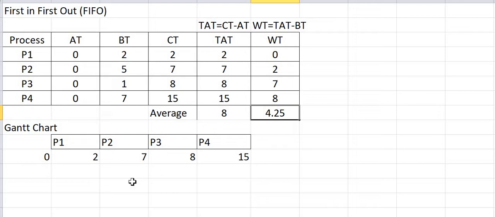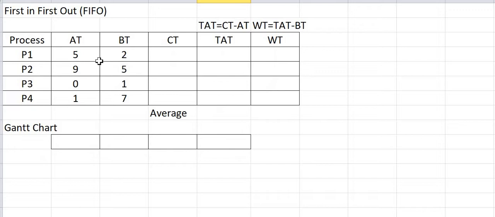Now let's solve the same FIFO algorithm with the arrival time. So assume that the processes have arrived at different timings. When we have arrival time, it is based on the first in first out order. So which process has come first? The process which has arrived first has to be considered first.